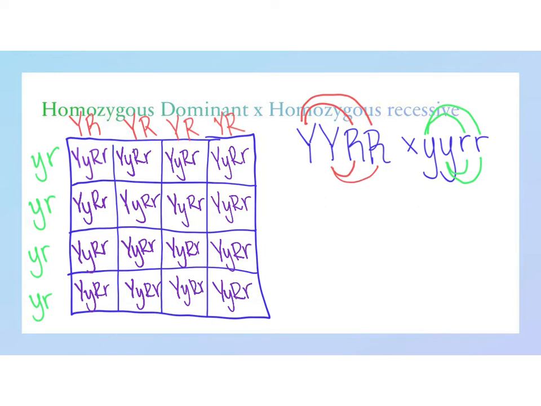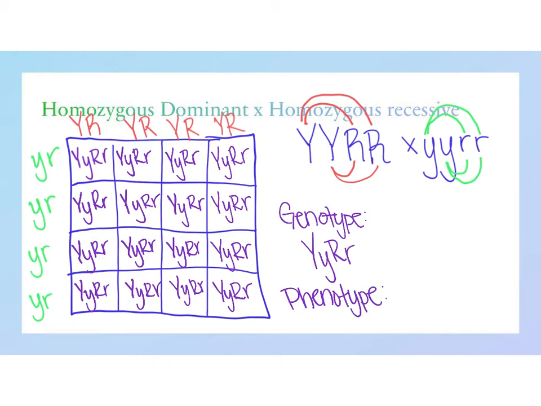Okay, so I finished the Punnett square. Every single box says capital Y, lowercase y, capital R, lowercase r. So the genotype for all offspring is capital Y, lowercase y, capital R, lowercase r. And then for the phenotype, I'm going to look at the capital Y as color, which is yellow, and then the capital R codes for round. So every single one of those seeds is going to be yellow and round.